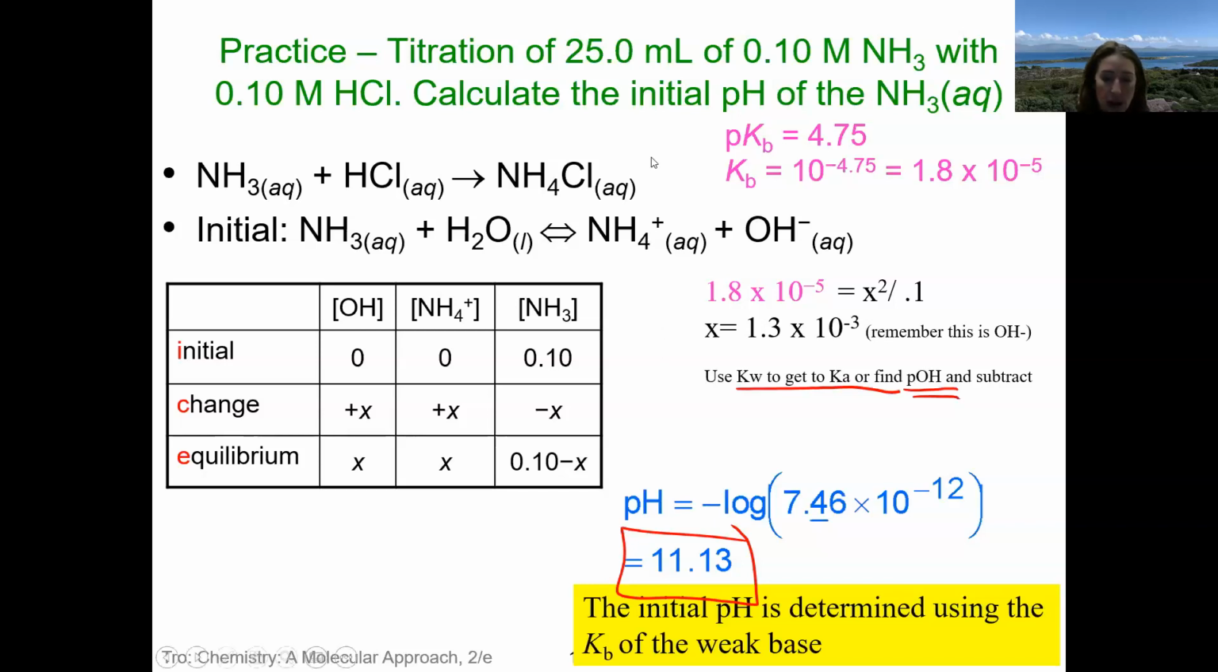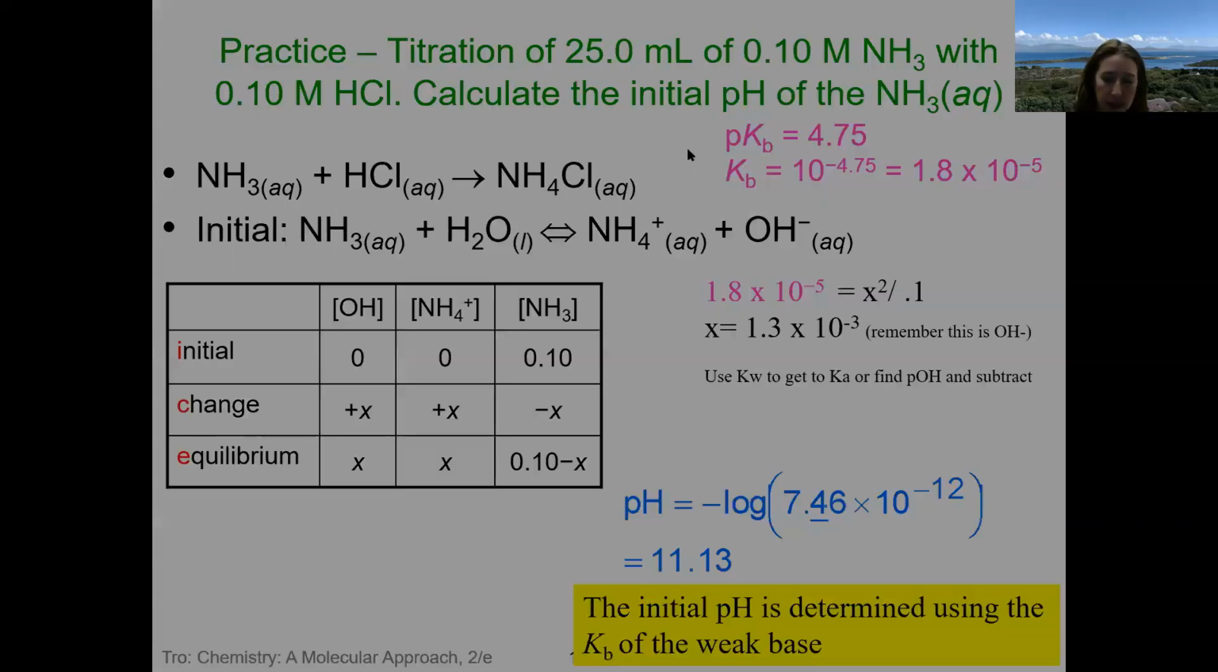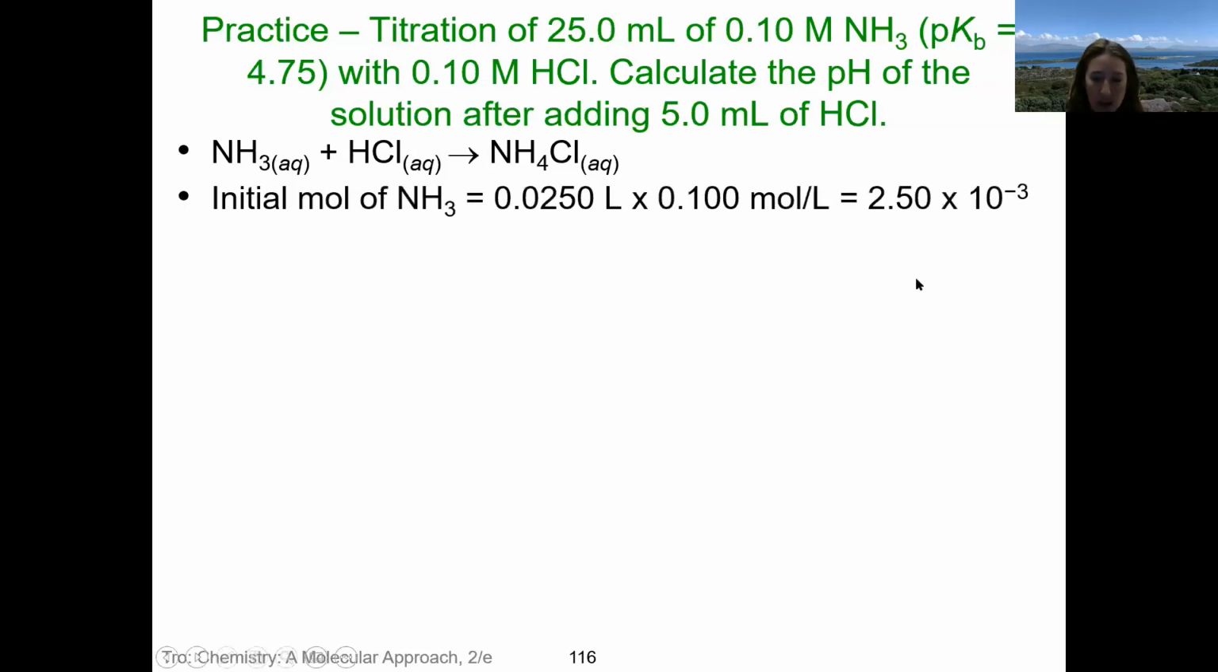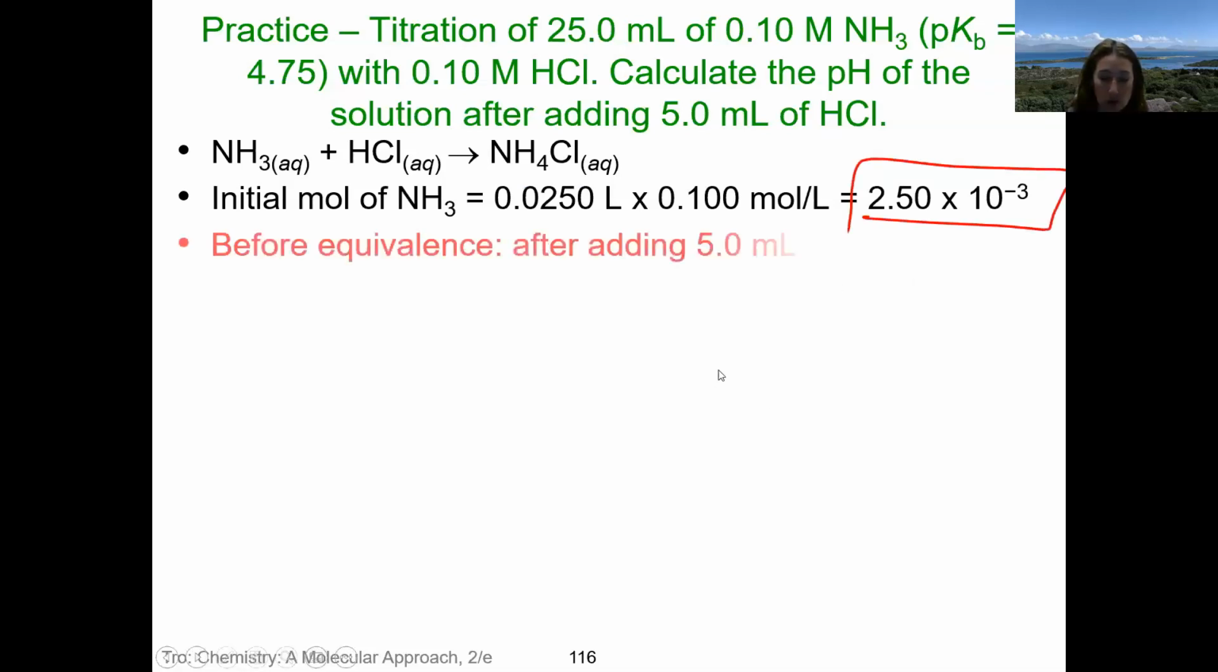Okay, so now we're going to go before our equivalence point. So we're going to add a little bit of acid now, 5 milliliters of acid. Now again, first we need to determine where we are. I'm telling you we're before our equivalence point just to show you, but you need to figure that out. How do we figure that out? Find our moles. Our initial moles, molarity times liter. Here's our initial moles. Then we need to figure out how many moles we added.